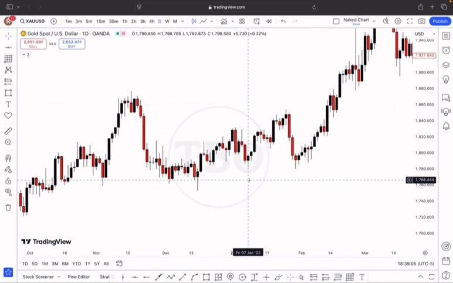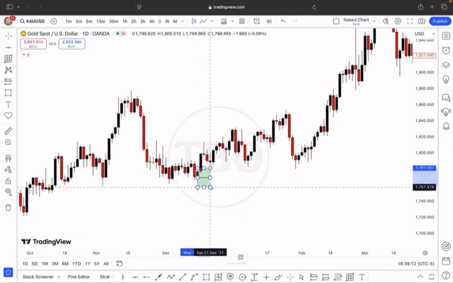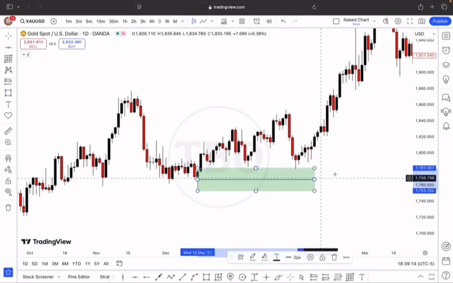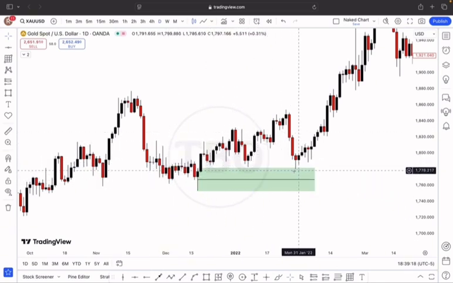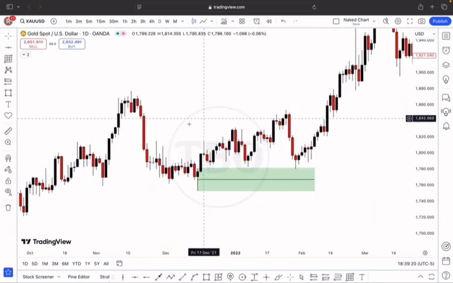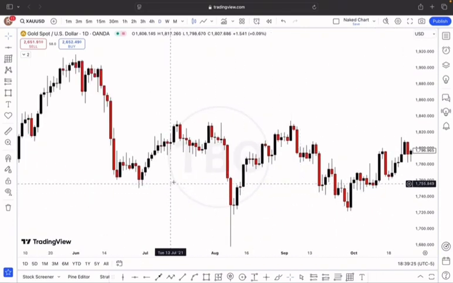Now, as you can see, we have another pivot demand right here. Boom. Just drag it to the right. We got liquidity resting right here. It took out liquidity and it tapped into the pivot demand and it bought. Guys, I'm telling you, this is very, very accurate.